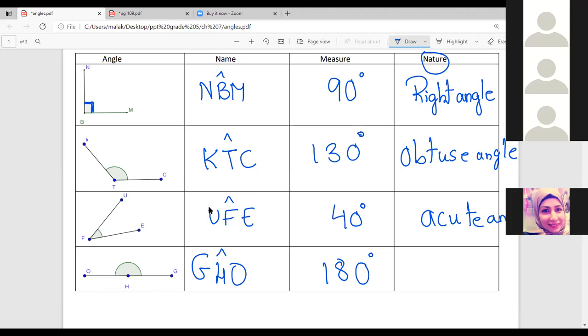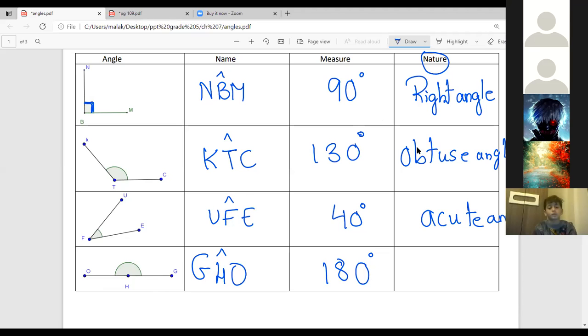Hala Shaeitou. Somebody said it. Hala, yes. What is the nature of this angle that measures 180 degrees? Straight angle. Excellent. Come on, copy them.